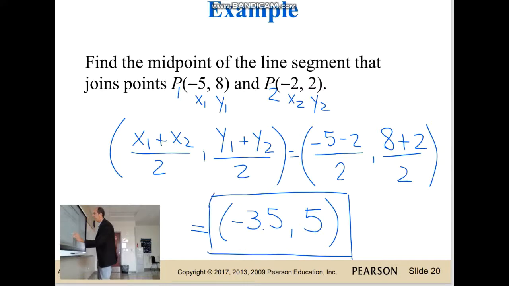This is going to be the midpoint, the coordinate of the point right in the middle of point 1 and point 2 here.